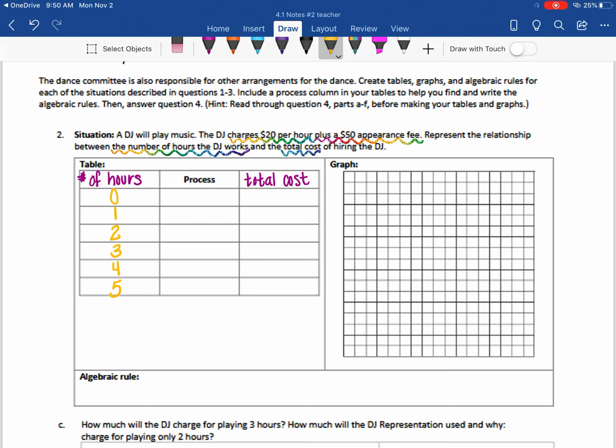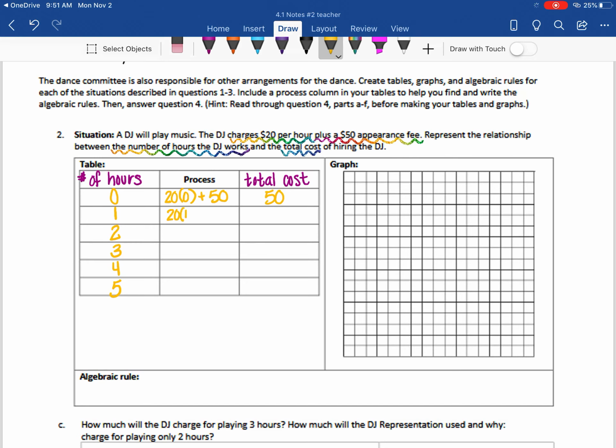Okay, so I'm just going to count by ones for my number of hours. So let's assume that the DJ works 0 hours, but he comes. He still comes, but he hasn't worked any hours. We're not going to be charging that $20 per hour. However, he still charges the appearance fee. So without working any hours, just to get the DJ there, the total cost is $50.